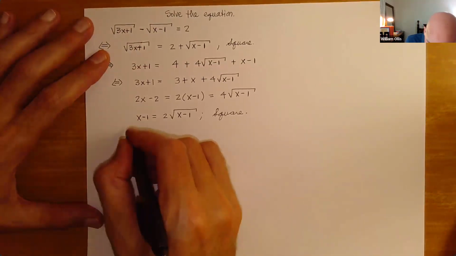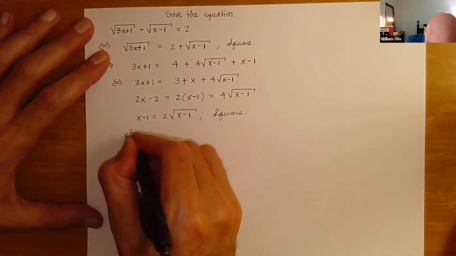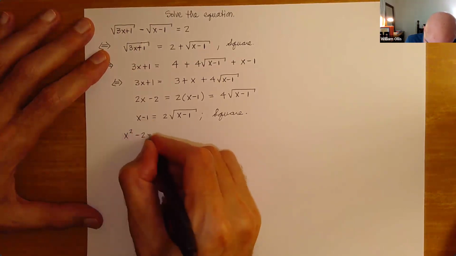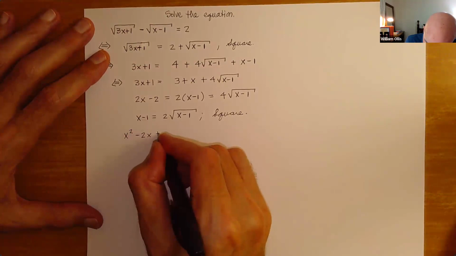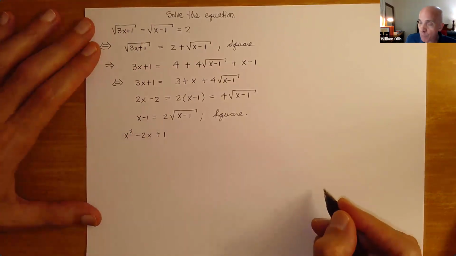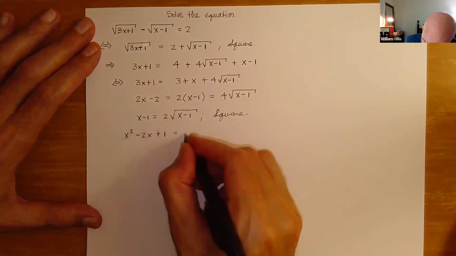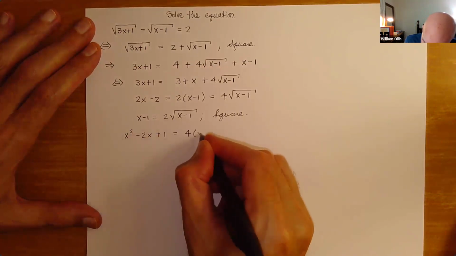So now as we square, we get x squared, and then x times the negative 1 times 2, negative 2x, and square the 1 plus a 1. So the perfect square formula. And then as we square the other side, we get 2 squared, which is 4. And then, of course, the x minus 1.